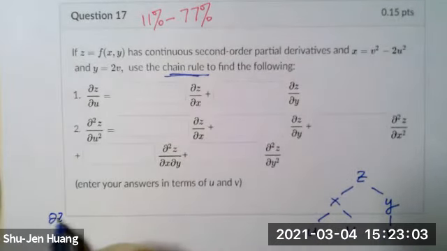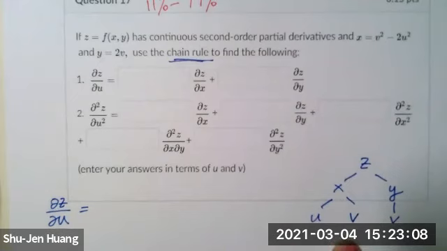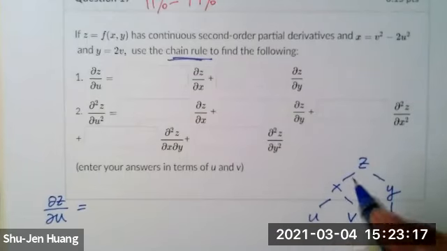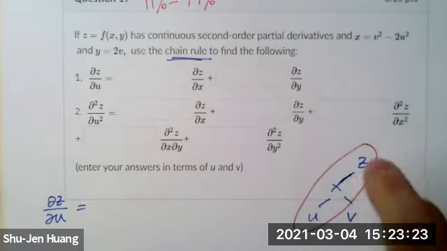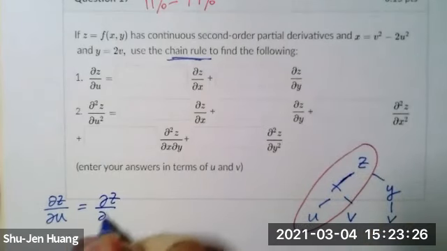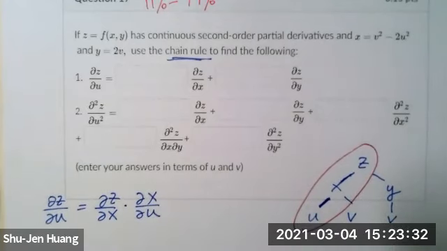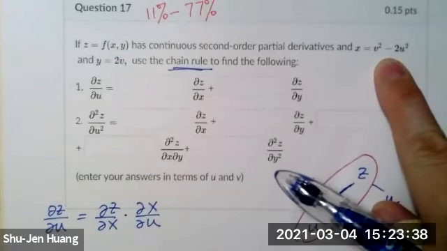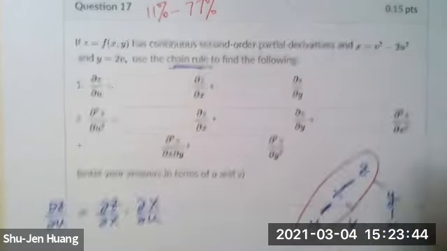Now to find partial z, partial u, how many terms do we have by looking at this tree diagram? We only have one term, right? So only this one here. The first one is partial z, partial x, times this one, partial x, partial u. Is that good? Only one. Okay. And what's partial x, partial u? Look at the function here. X is v squared minus 2u squared. So the partial derivative gives us minus 4u.